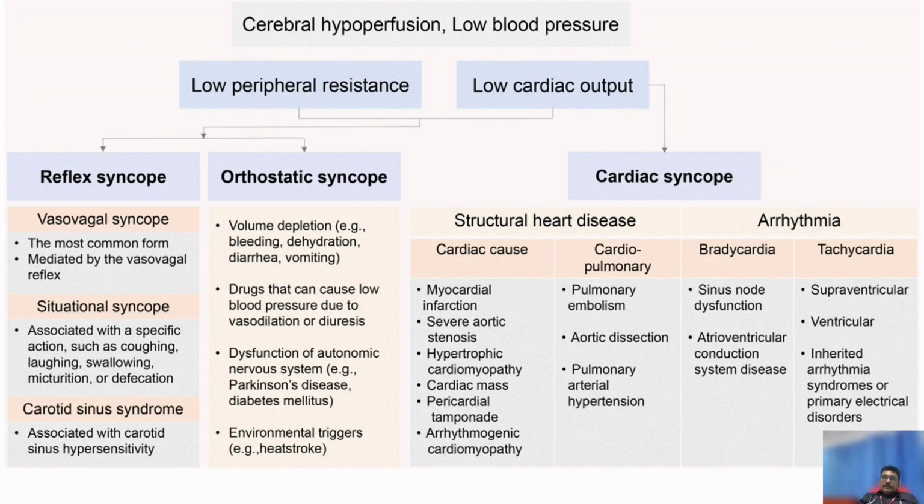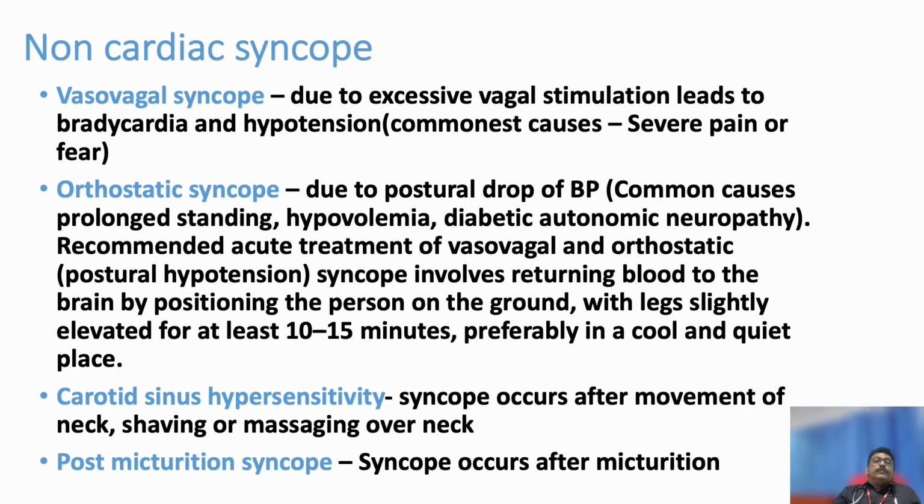Autonomic dysfunction, especially diabetic autonomic neuropathy, and environmental triggers like heat stroke can also cause it. So there are so many causes of reduced cerebral perfusion. It can be due to low cardiac output or low peripheral resistance of circulation.